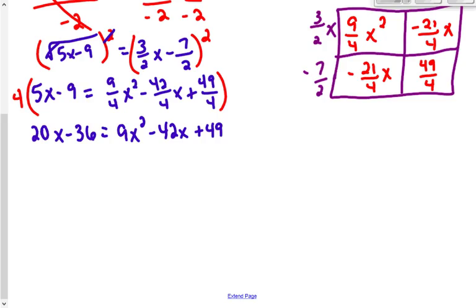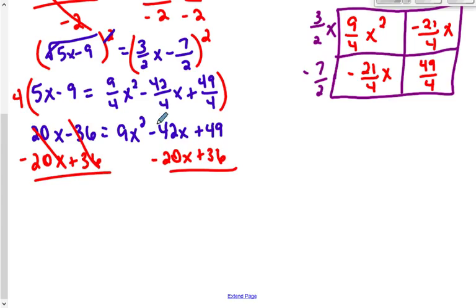Now what? Move everything to the right. So 20x, I'm going to subtract. 36, I'm going to add. So subtract 20x, add 36. On the left, they cancel. And 0 equals 9x squared minus 62x plus 85. You want to use P and S?